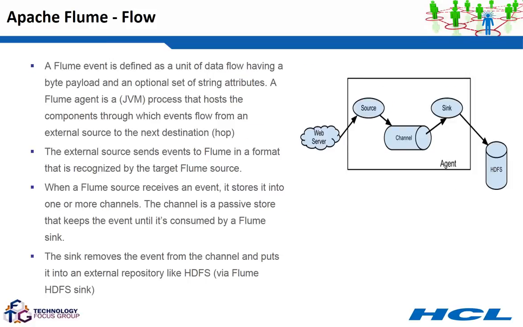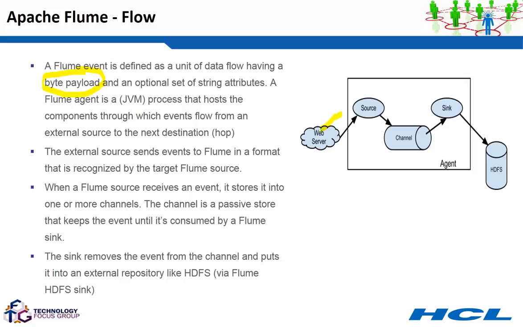So the flow of Apache Flume is basically that you have different data coming from different sources, which is called the payload. That data is a byte payload. Plus you can also specify optional attributes, quality of service, and those kinds of things. So an agent is nothing but a JVM process basically. A Flume agent is a JVM process that hosts the components through which events flow from an external source to the next destination.